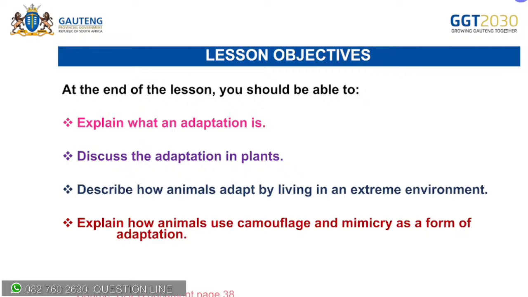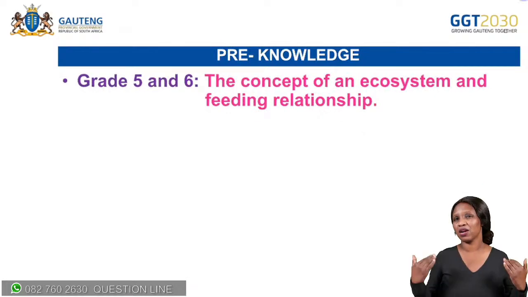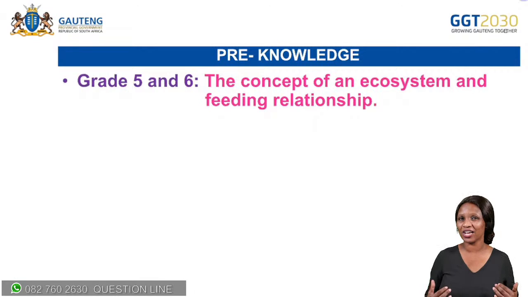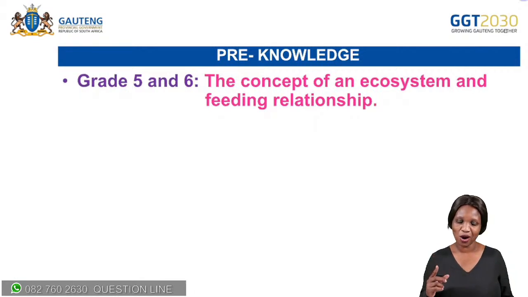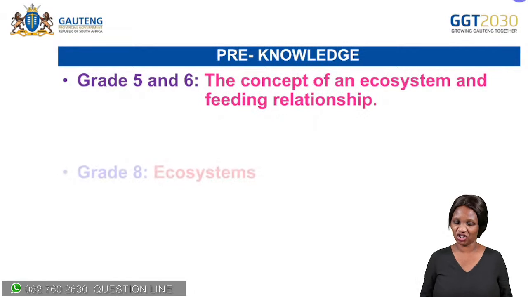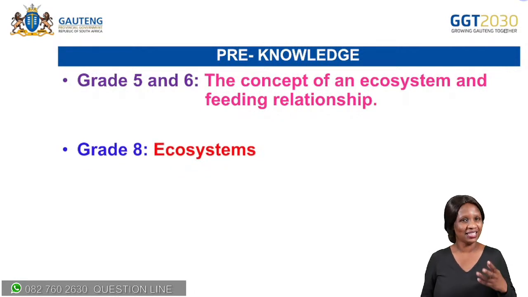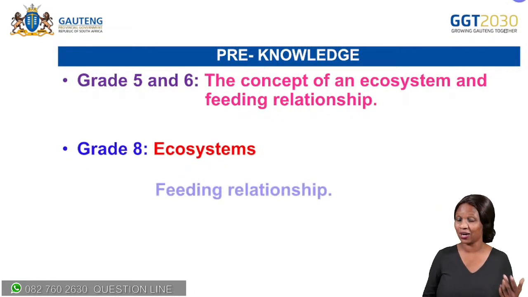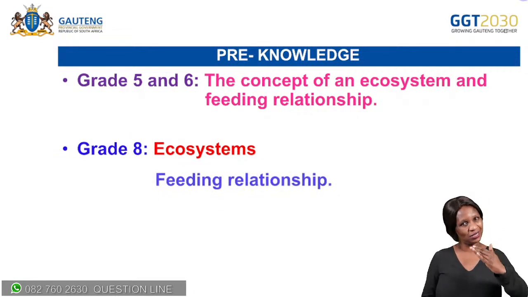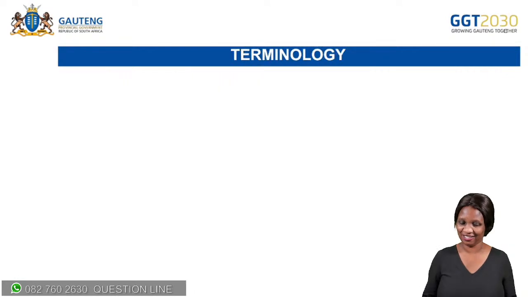Let's check the pre-knowledge. Remember, when we are talking about pre-knowledge, this is prior knowledge. This is what we already know. This is what we have already learned. Remember, when you were in grade 5 and 6, you did the concept of an ecosystem and feeding relationships. And then in grade 8, we've already covered ecosystems and feeding relationships. We are just building on grade 8.